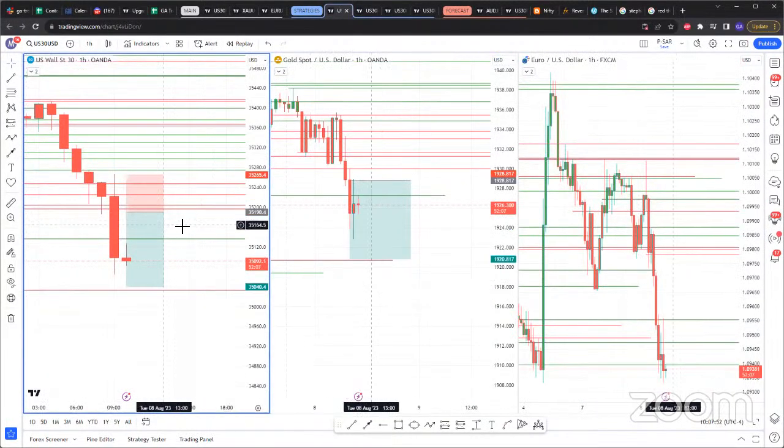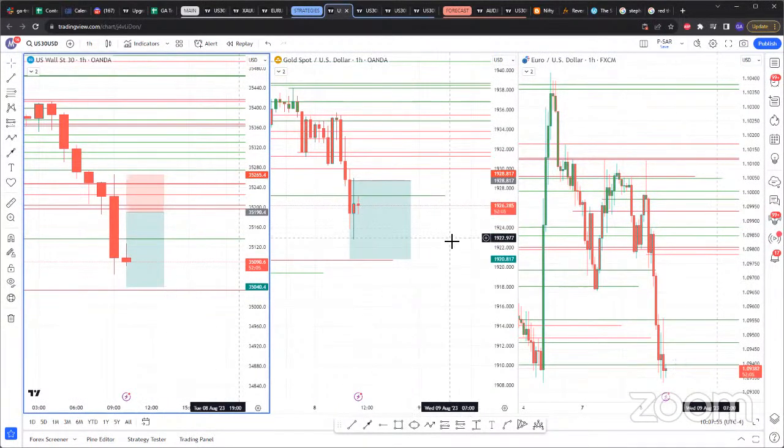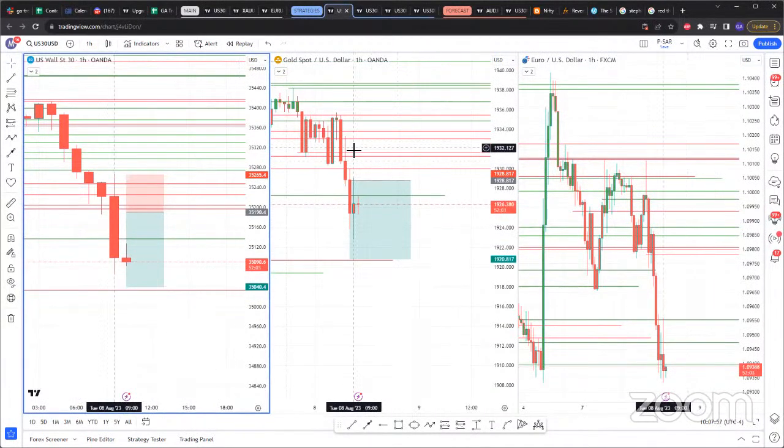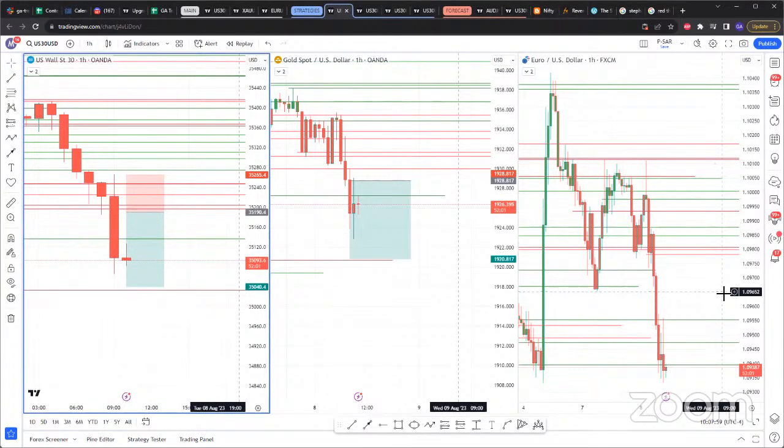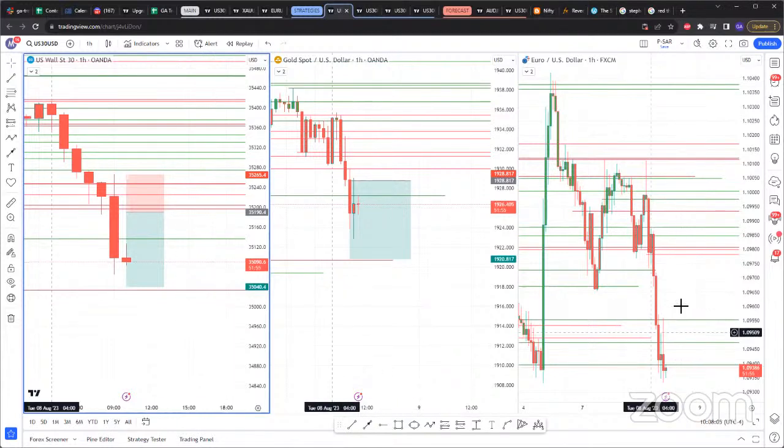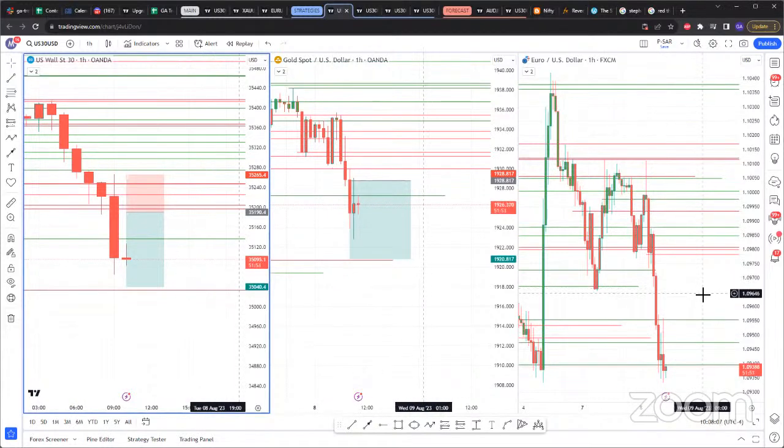So right now I don't see anything here for US 30. Gold, nothing really. And EU, nothing really. But already by using our analysis, I know to wait for a buy on EU around 1.0900. So I'm sorry, 1.09000. So we are 40 pips away from that zone. So that's a zone I would put an alert at.